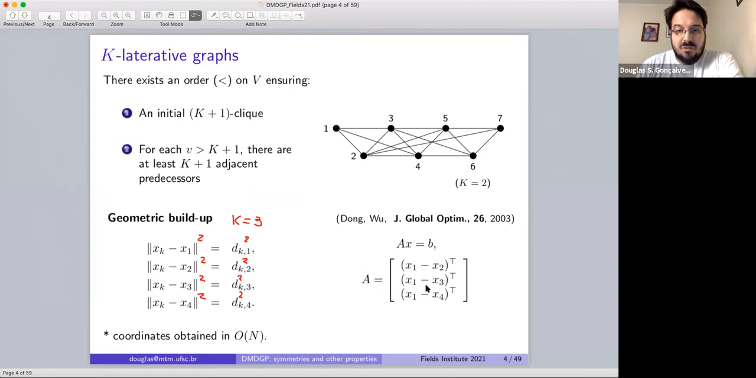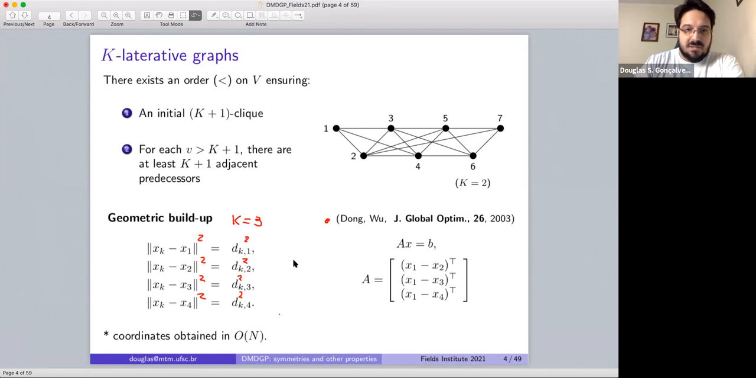as long as the points x1, x2, x3, and x4, which are positions for already localized vertices 1, 2, 3, and 4, are affinely independent. In this case, in dimension three, the four points do not lie on the same plane. In this case, you can compute all the vertex positions in linear time. And this is a work from Dong and Wu. Of course, here we are considering exact distances.